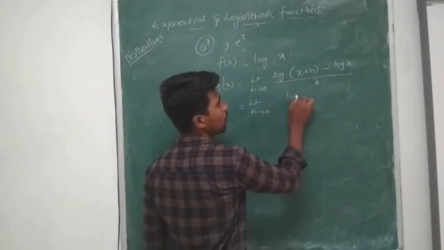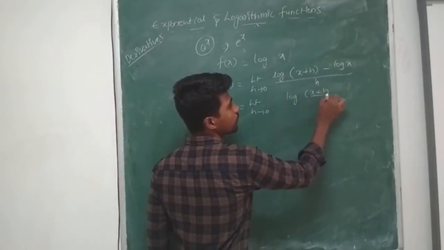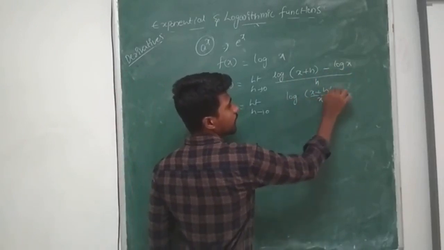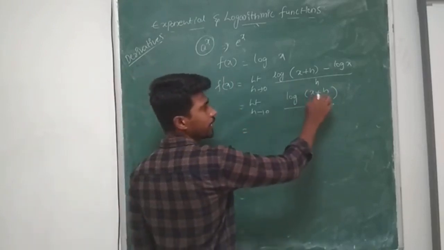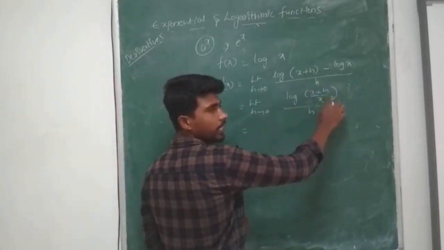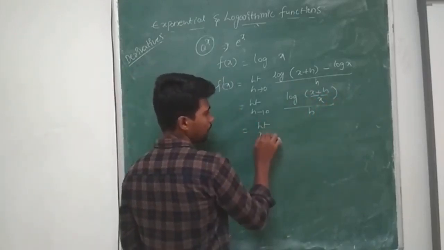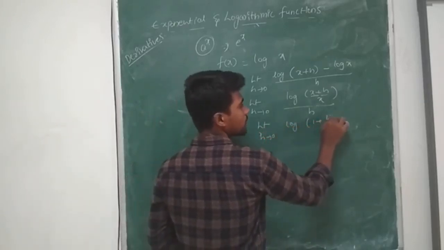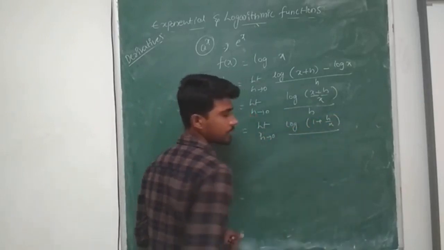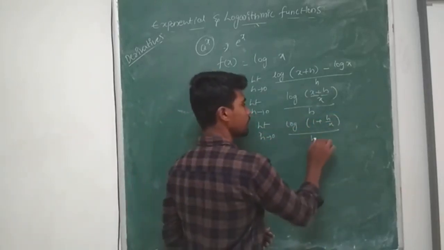So I get log of (x plus h) by x, whole divided by h. Now we just divide x by x, which is 1, plus h by x. So limit h tending to 0, log of (1 plus h by x) divided by h.